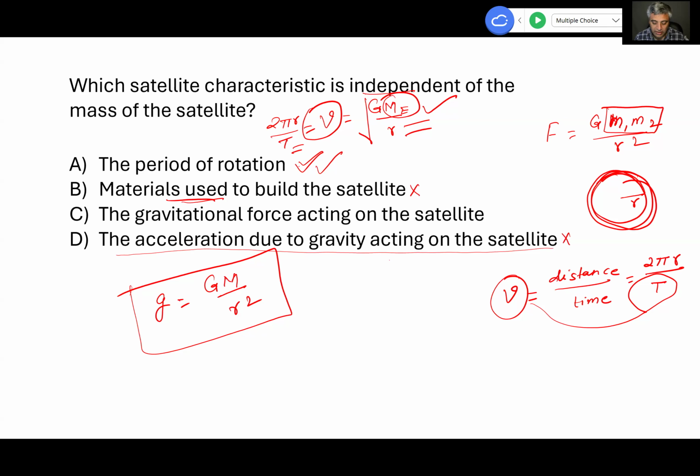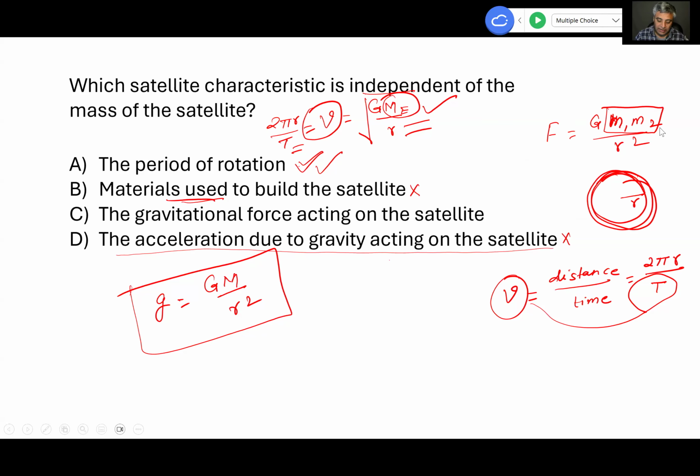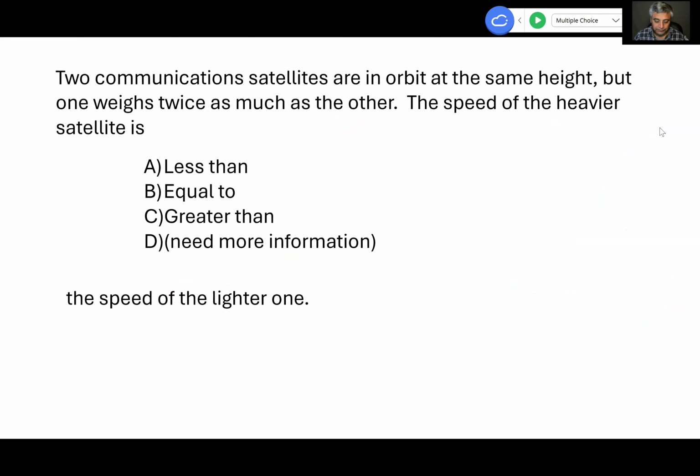Probably I should have asked this question after I talked about period. That would have been better, I guess. So A is the correct answer in this case. That's why there was a lot of confusion here. Here is another question that you should be able to tell.